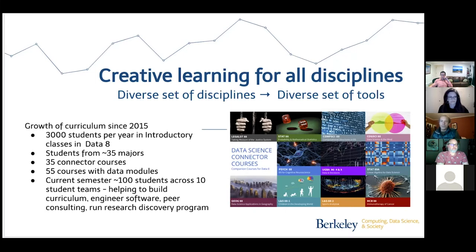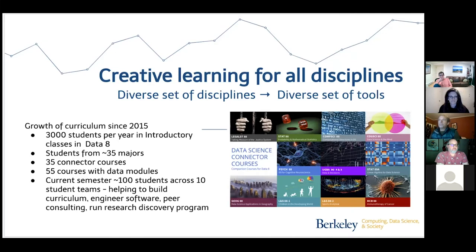We also have involvement of a lot of student teams. We have about 100 students across 10 different student teams. And I have one student team that's just building open source curriculum in Jupyter. So the students go through a few data science classes, they get recruited to a team, and then they're building the curriculum for other students in other classes. And that gathers over time. That's how you build a library over semesters.